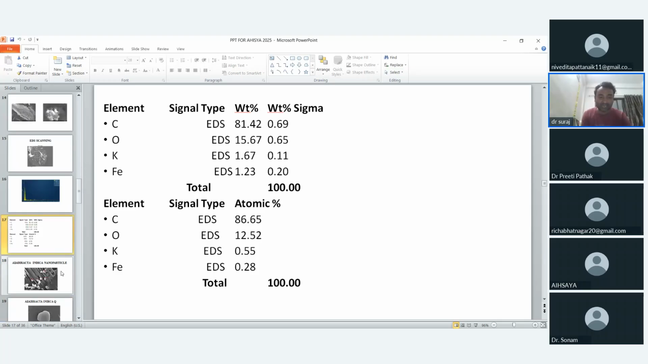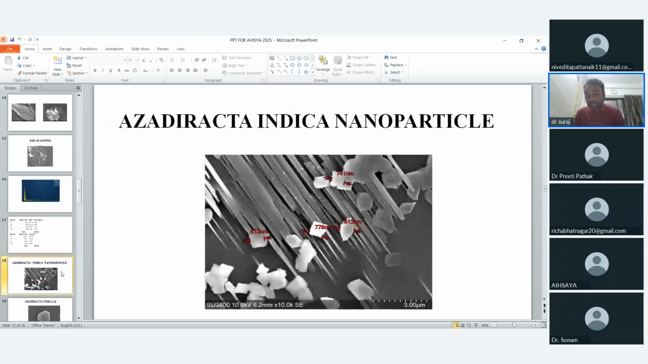Moving towards next slide. Now this is the Azadirachta indica nanoparticle. It is prepared in the Azadirachta indica mother tincture. Now you can see this is just like small cubic and crystalline glass shapes, which are in a field of scattering, in a field of light, and they have different dimensions.